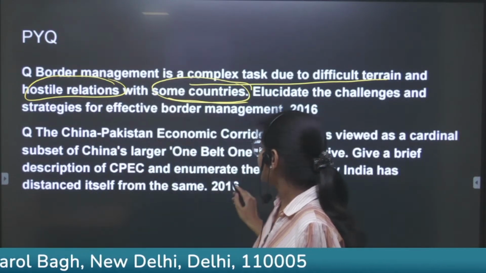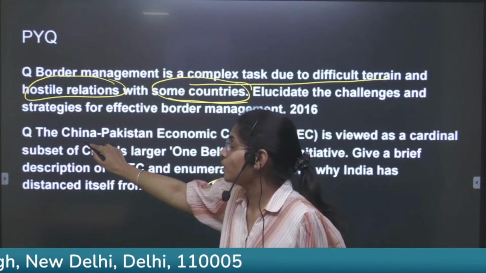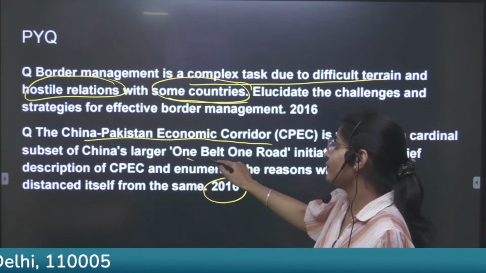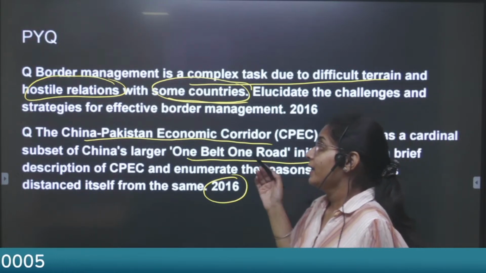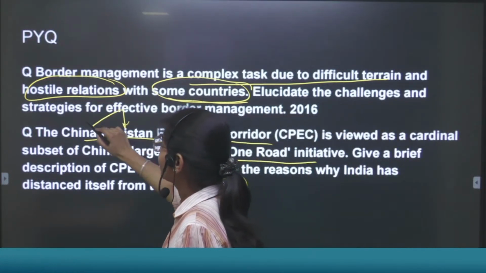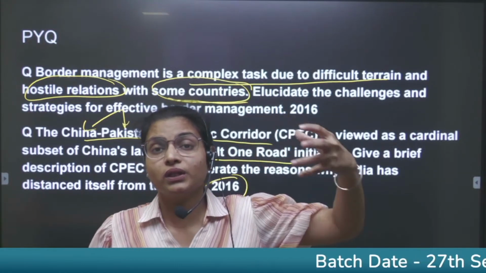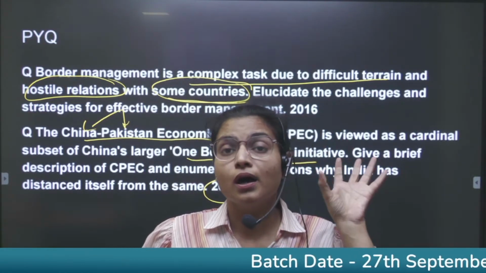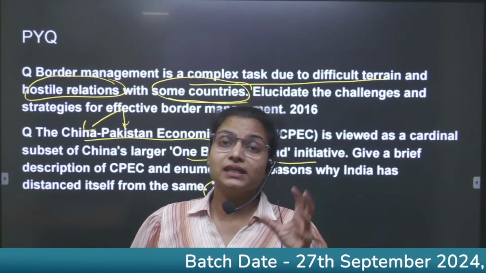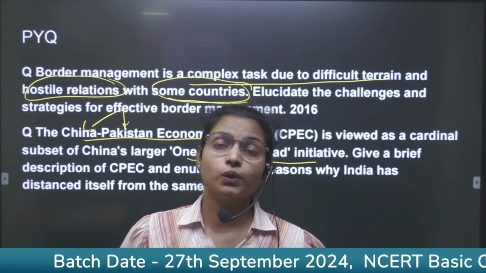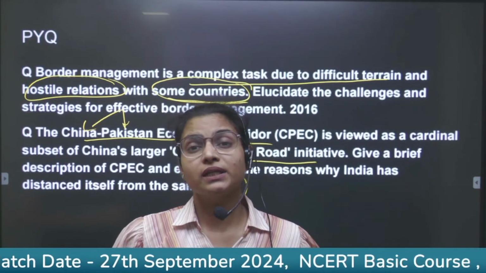Now in 2016 they also asked about the China-Pakistan Economic Corridor, that is a subset of One Belt One Road. Here, basically again, the impact of China-Pakistan relations on India is being discussed. So these are the two previous year questions to which you can relate the 2024 question. I have told you about the syllabus.